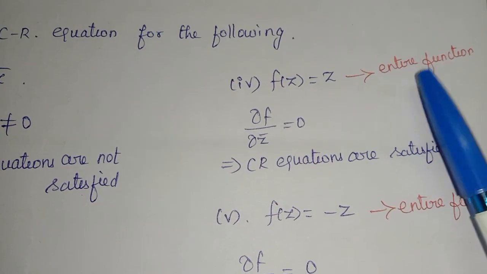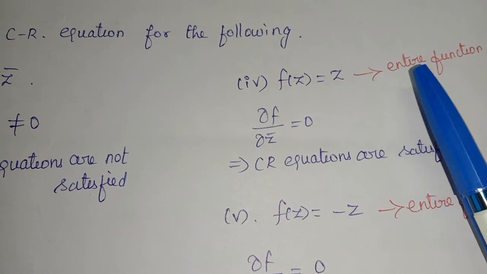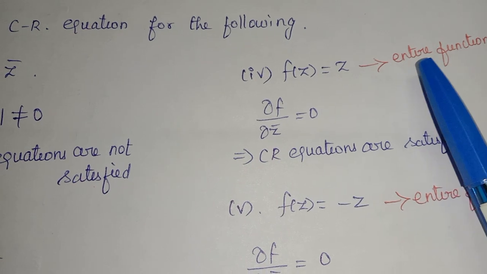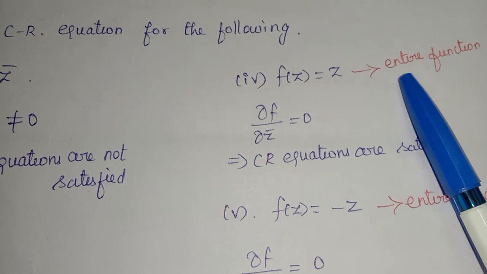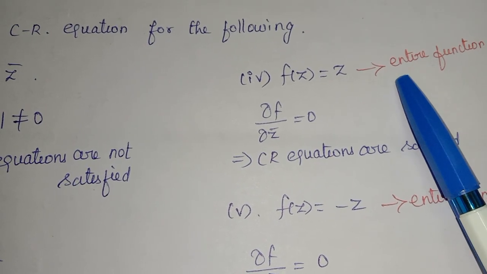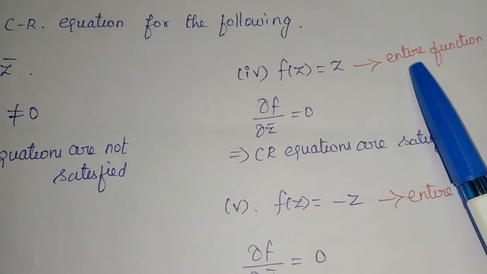So it is called an entire function. Entire function means if a given function is analytic at all points in the complex plane, whatever complex number you take, if it is analytic there, that function is called an entire function.